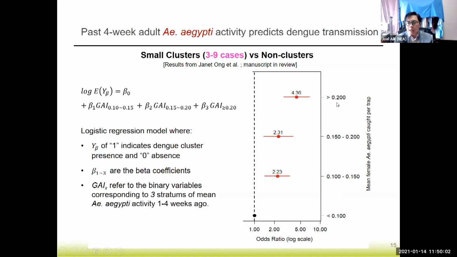But when GAI levels exceed 0.2, then the odds of cluster formation increases to about 4 compared to the levels below 0.1. And these are using entomological indices computed in the past 4 weeks prior to the present week. So if you have this information, you can also use this in order to prioritize where vector control resources need to be allocated to.